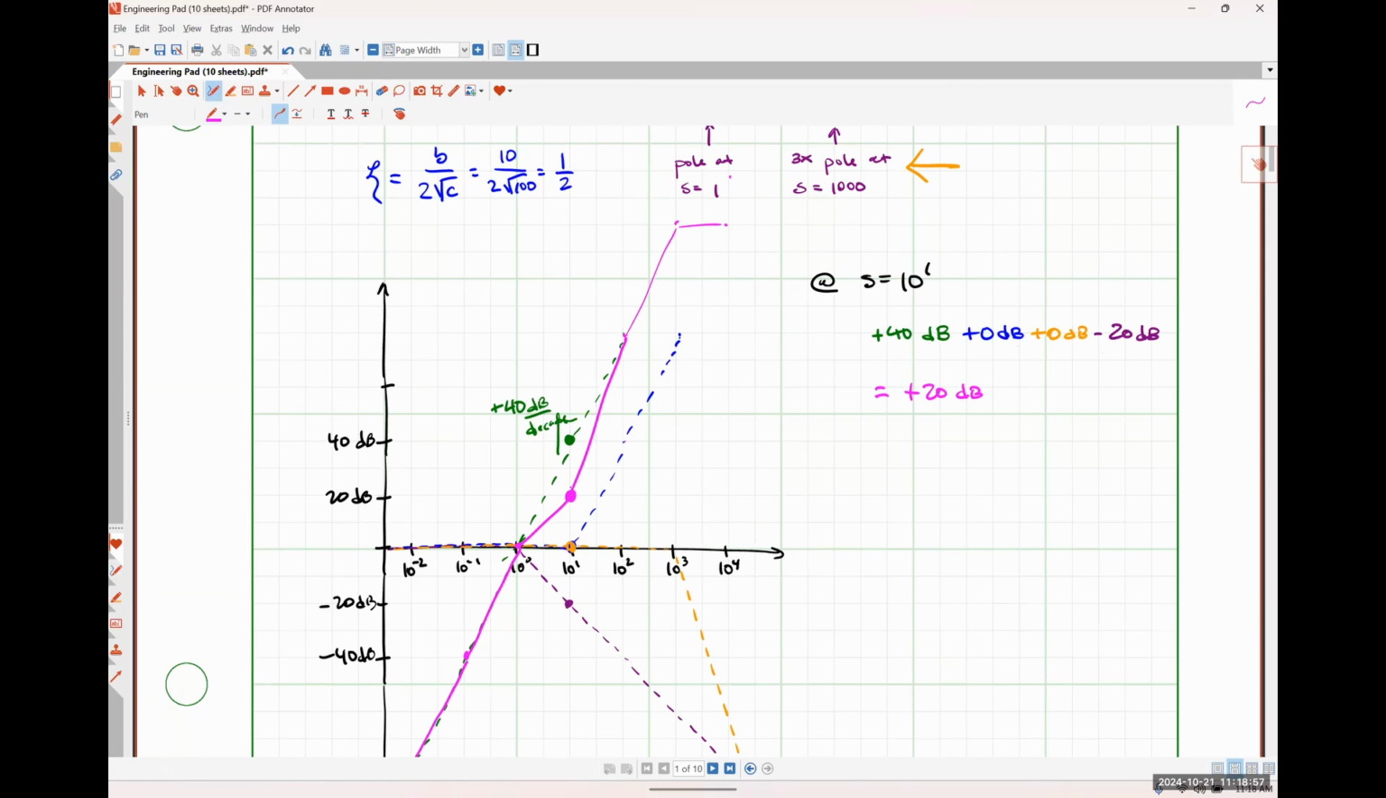H of S, H of omega, H of j omega, whatever floats your boat. They're all the same thing. Literally, they all mean the exact same thing. If you're using H of j omega, put absolute values on it. But this axis right here is just as equally S as it is omega.